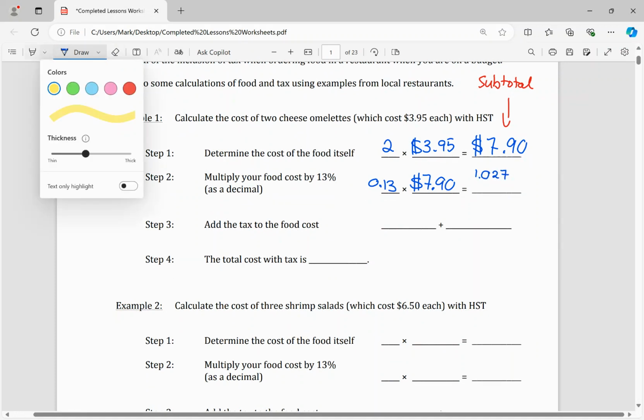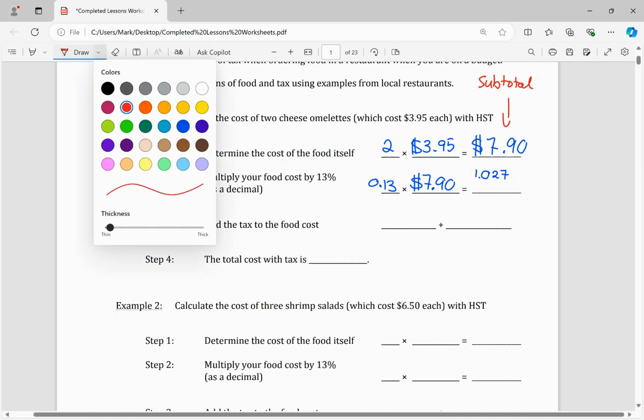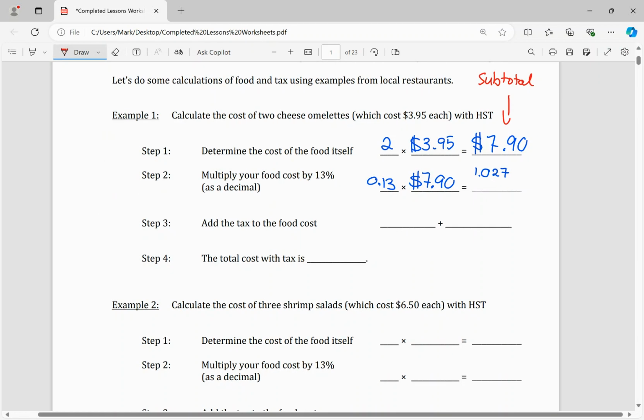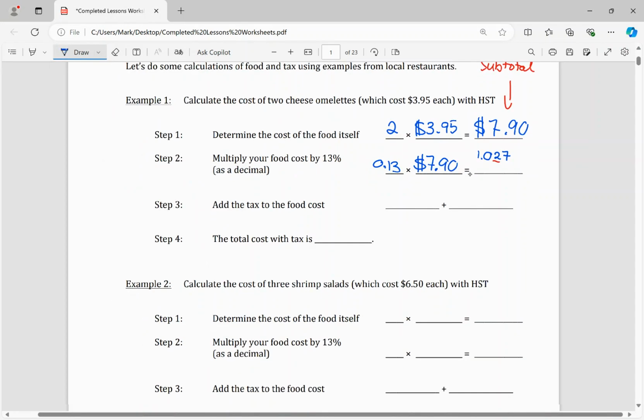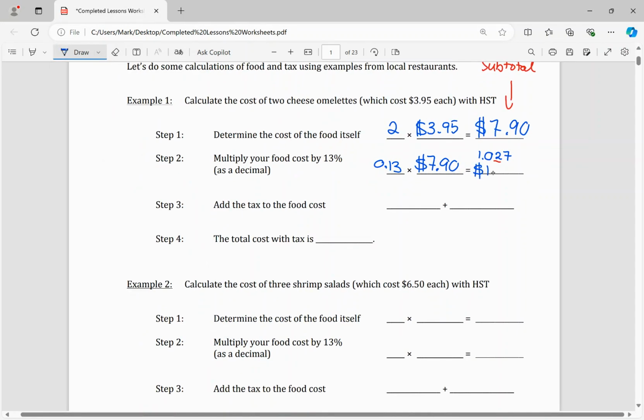Since this is money, we're going to round. This 2 rounds up to a 3. So that is going to be $1.03. So all we need to do is take our subtotal, $7.90, add on our $1.03, and we get $8.93. That being our final cost with tax.